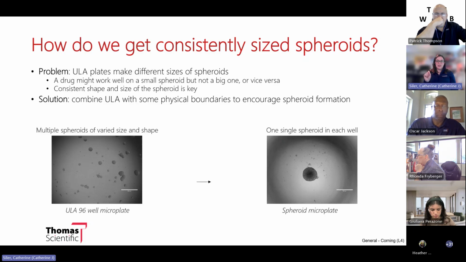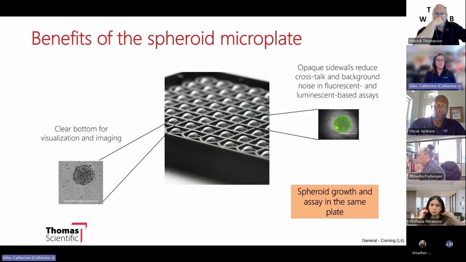So here is where we add in a little bit of special geometry to help get one even spheroid in every well. And that is our spheroid microplate. So this has a clear bottom. The shape of the bottom helps those cells coalesce together. You get our one nice little even aggregate in each well. Clear bottom, so you can visualize it. And you can do a lot of different types of assays in here.